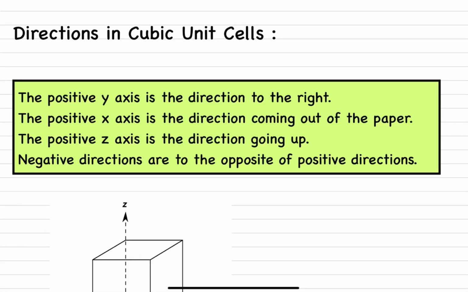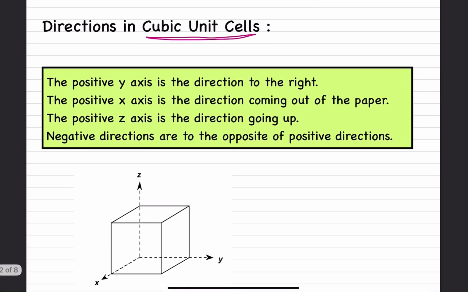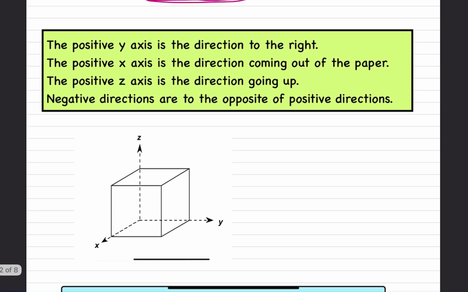Hello everyone. Today I will explain direction in cubic unit cell. Before we start, we will use this figure here. So the positive will be in the y-axis. If it is not like this, the direction will be changed. So I just want to focus on this point.